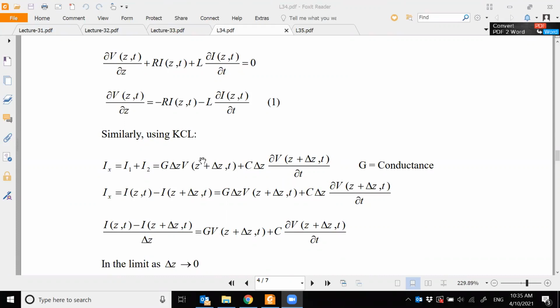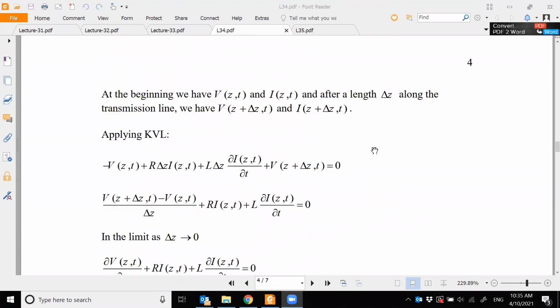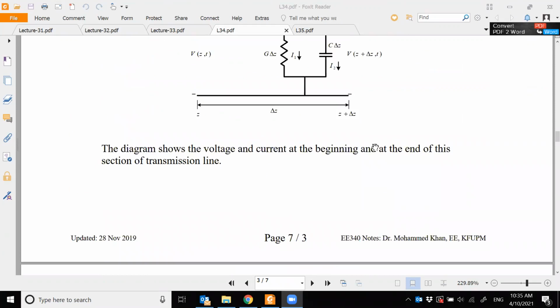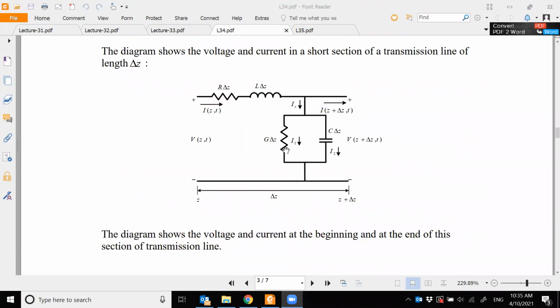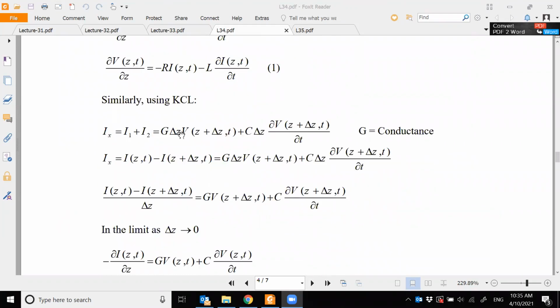Then here is the conductance. So what is the current I? It will not be V over R. It will be V multiplied by G, right? So again, what is the V here? The output side, because it's parallel. So the voltage which we are seeing at the output will be the same voltage that appears across the capacitor as well as across the conductance. So that's why it is G Δz V(z+Δz,t).